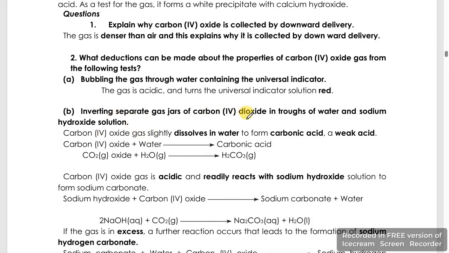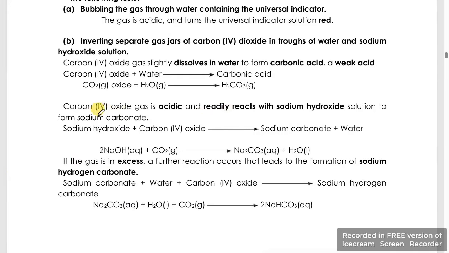Pass carbon dioxide through water and sodium hydroxide. Carbon dioxide gas slightly dissolves in water to form carbonic acid, a weak acid. Carbon dioxide gas is acidic and reacts with sodium hydroxide solution to form sodium carbonate. And this is it.